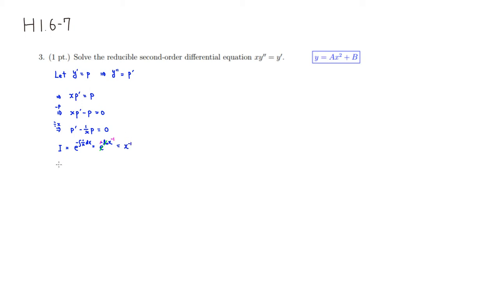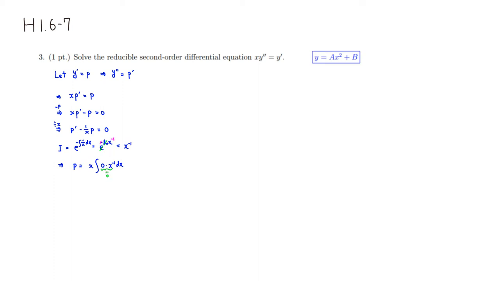So therefore, p is going to be 1 over the integrating factor. So the reciprocal of x to the negative 1 would be just x. Then the integral of 0 times I, which is going to be 0 anyway. So you have x to the negative 1 dx, right? So this is going to be just 0.